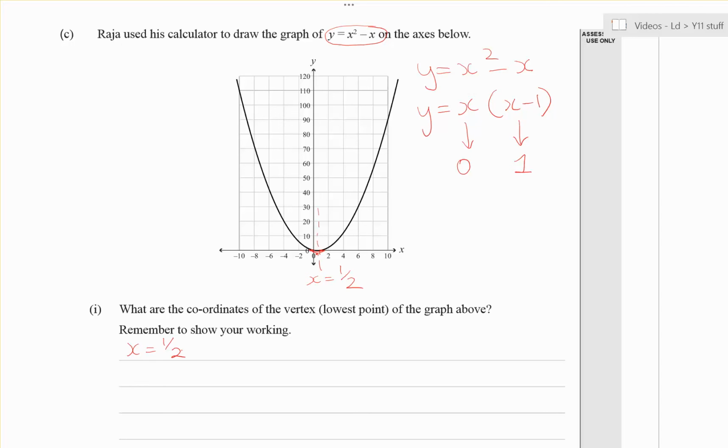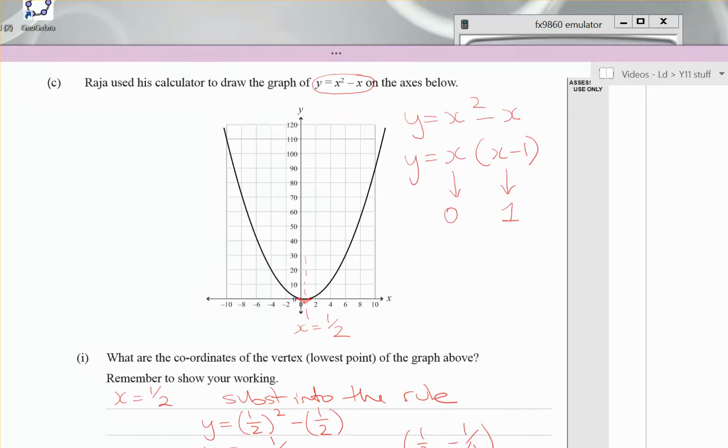Now to find y, we need to substitute into the rule or formula, and we'll get y equals (a half) squared minus a half. Notice I'm using brackets around the half. Now this is a calculator paper, so you're just allowed to work that out in a calculator if you need to. The answer should be negative a quarter, and remember, negative, below the axis slightly. So the vertex would be at (a half, negative a quarter).